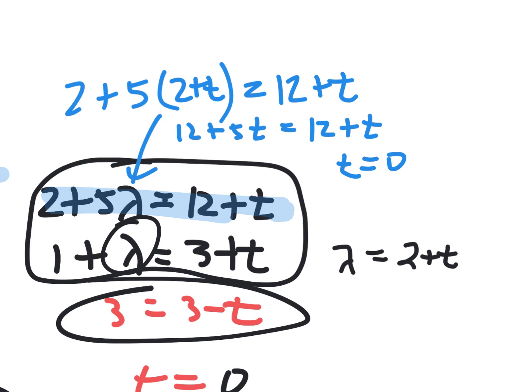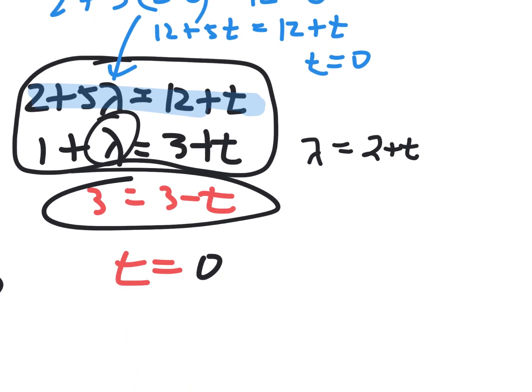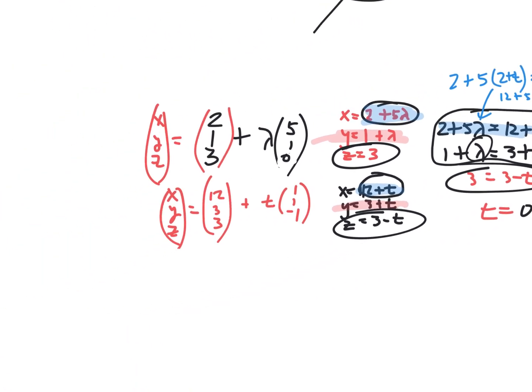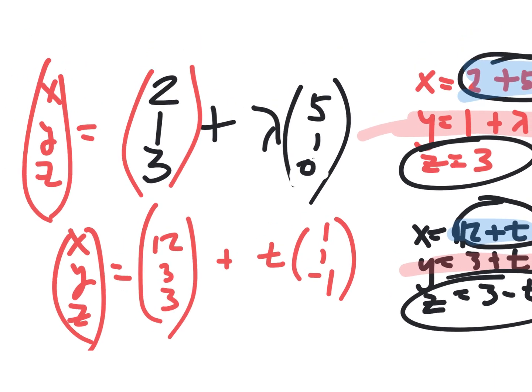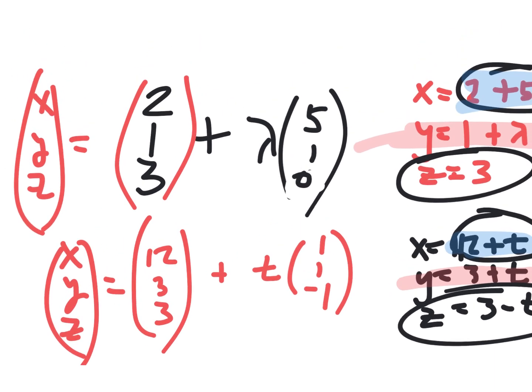Five t equals t means that t must be 0 again. Okay, well, great. T is 0, server. So what am I supposed to do? At time 0 here, this one's at 12, 3, 3.